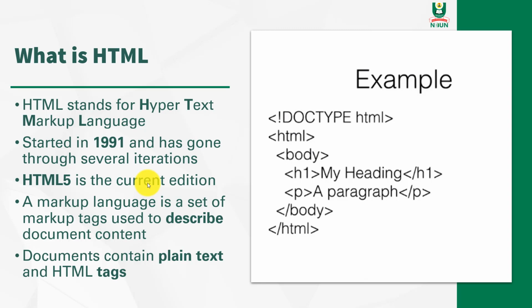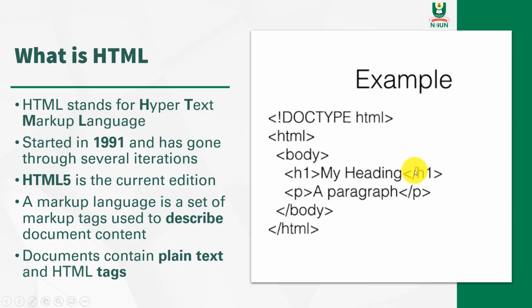Now remember, HTML is Hypertext Markup Language. What is a markup language? A markup language is simply a set of tags called markup tags used to describe a document. Now, if you look at the example on my right hand, you have this simple word, my heading. But before the my heading, you have H1 in brackets. So this H1 is an HTML tag. And this is the opening tag.